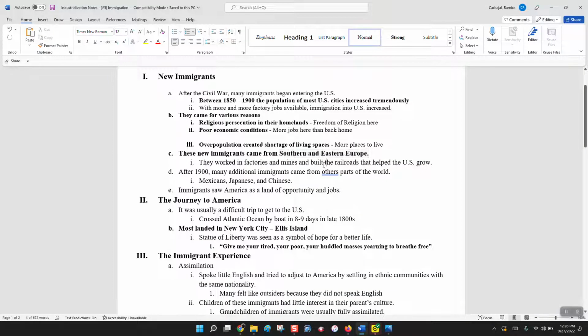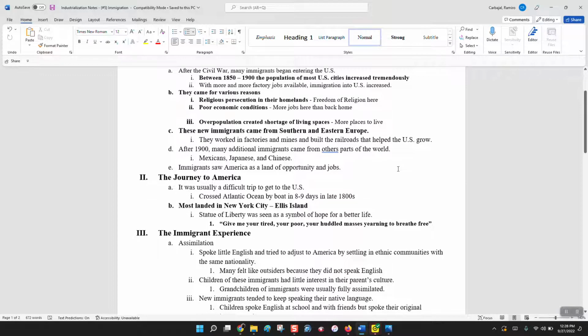So back to the notes, they came from southern and eastern Europe primarily. They worked in factories, they worked in the mines, they built the railroads, they helped the U.S. grow. And at this point in our history, we really wanted them to come. Now, after 1900, we're going to start getting more and more immigrants from other parts of the world, like from Mexico, Japan, and especially China. Immigrants saw this country as a land of opportunity. Around the world, it was difficult to have chances, and here, with all the jobs and all the opportunities, they just had to get here.